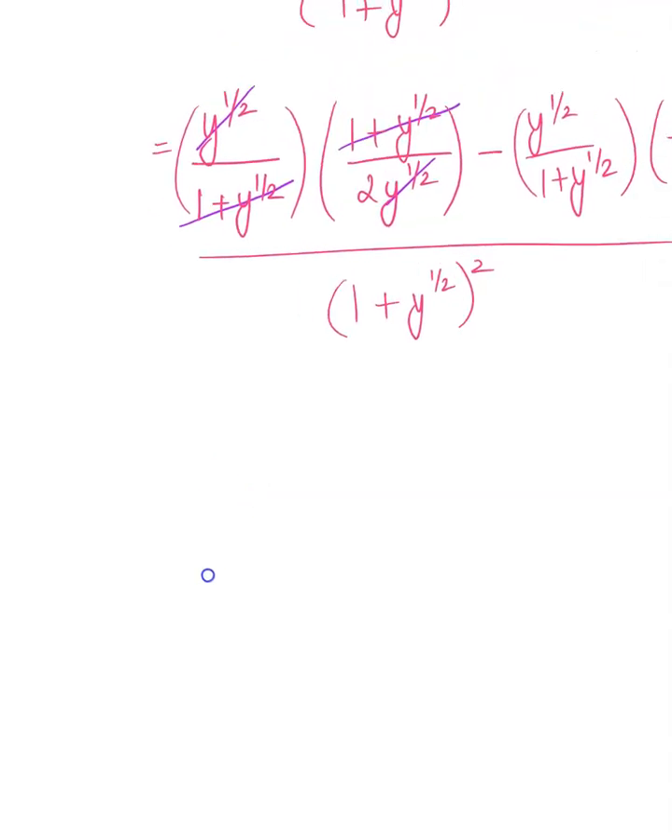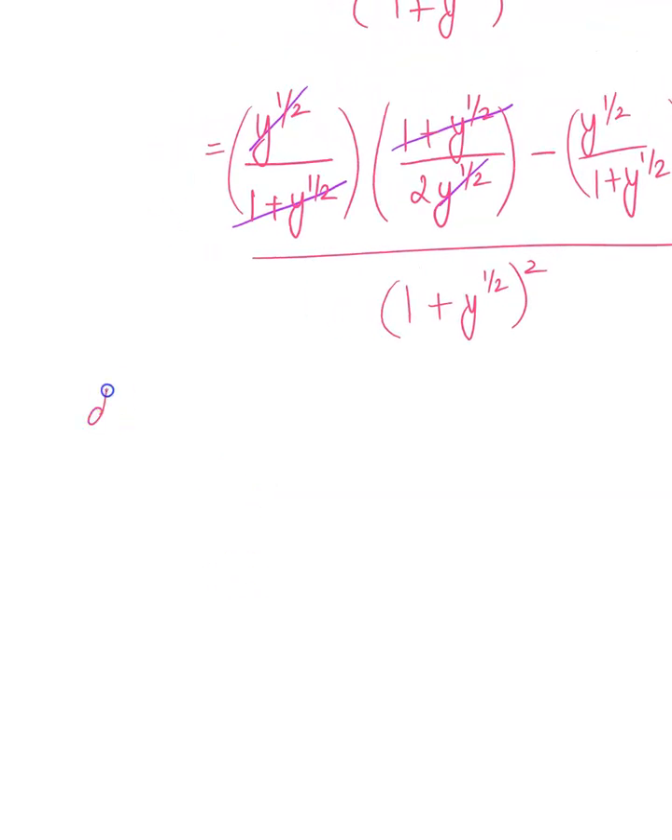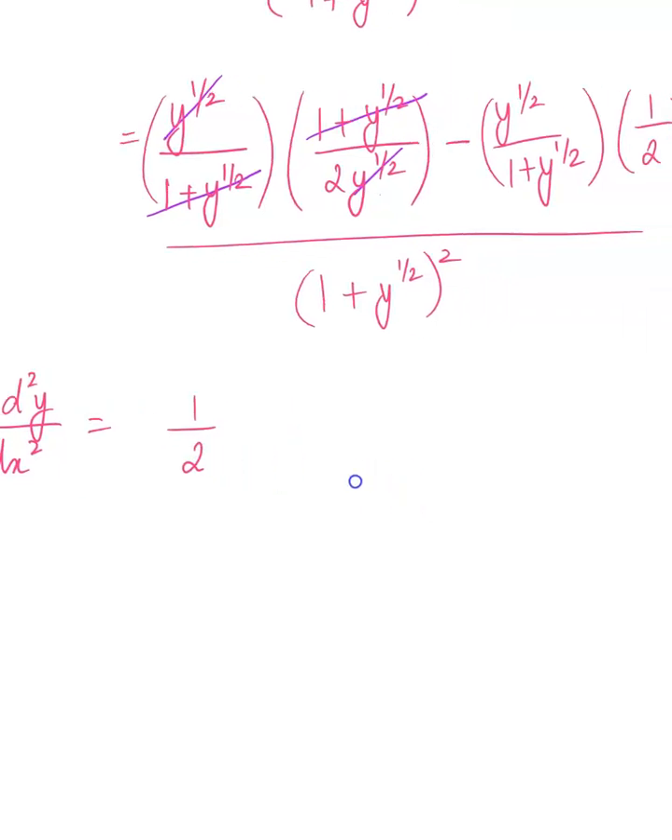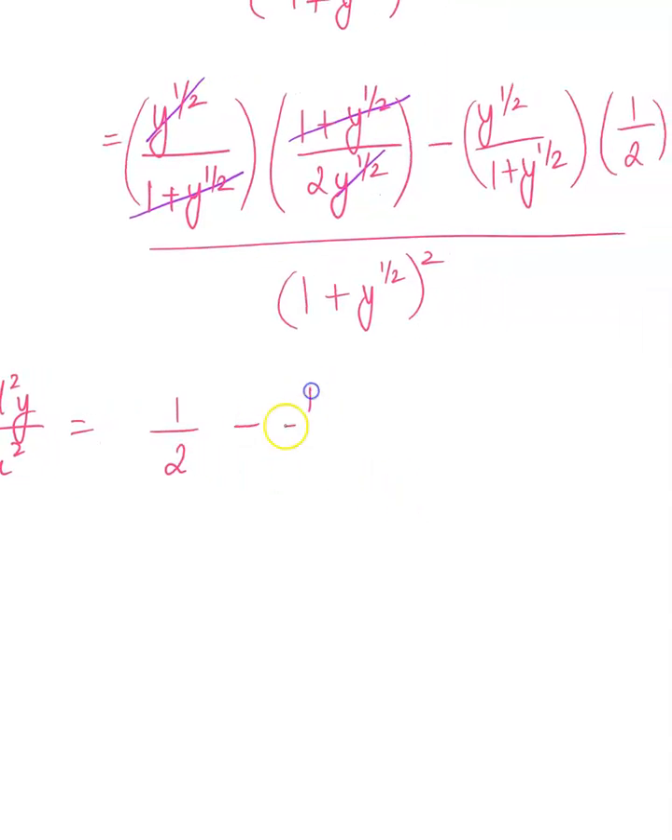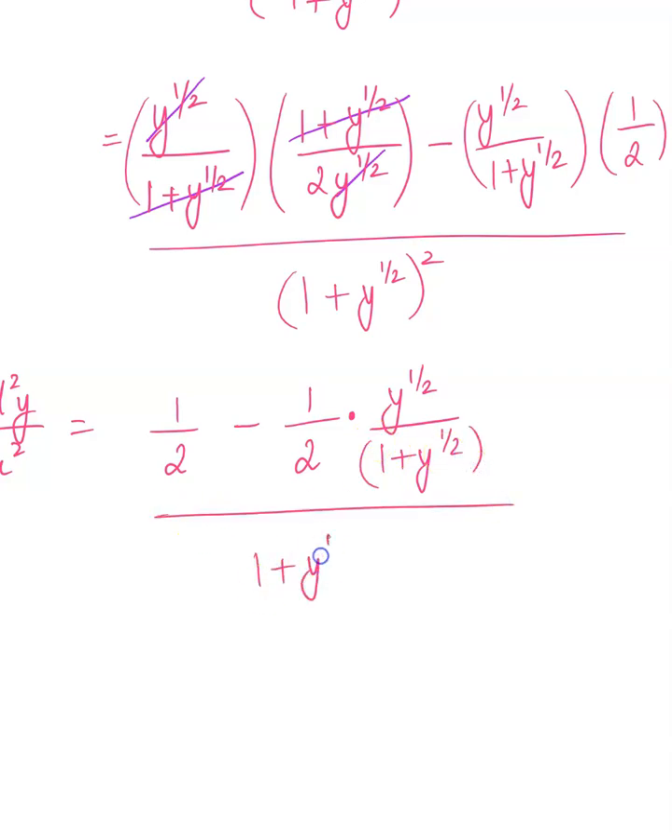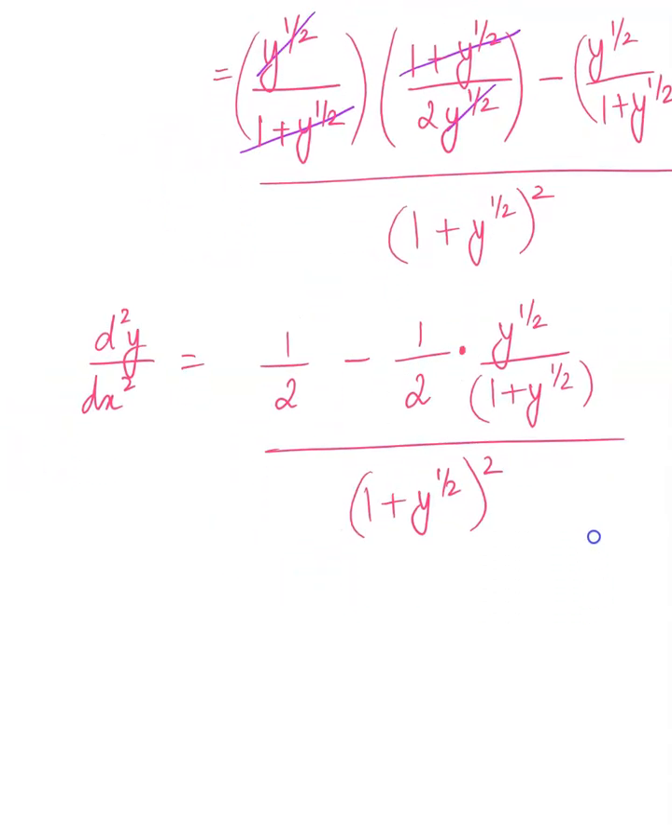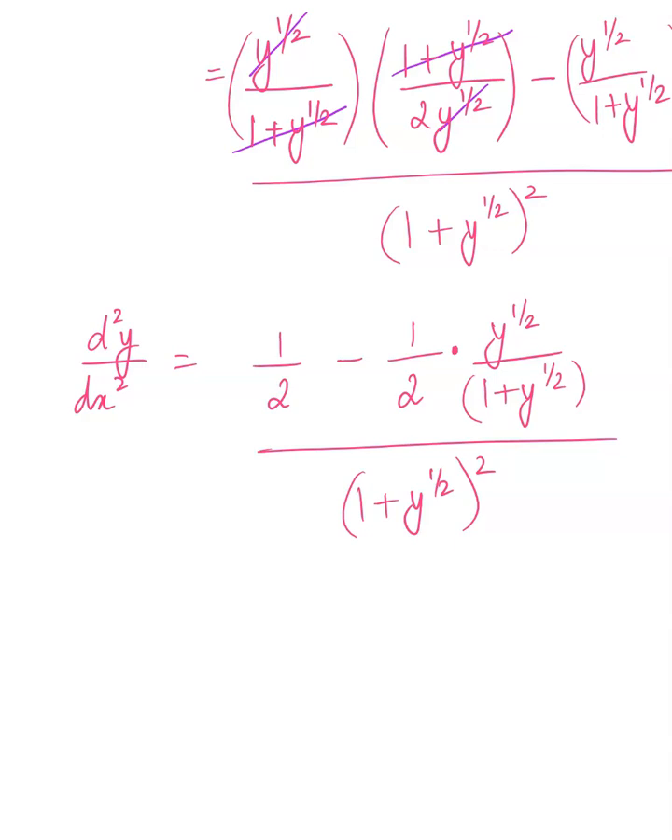That went a little out of range for you. Let's see, d squared y over dx squared. This first term, everything cancelled except the 2, so it's going to be 1 over 2. And for the second term, I had a 1 over 2 times y power half over 1 plus y power half, all over 1 plus y power half the whole squared. Okay, now things are back in focus because we have simplified it.